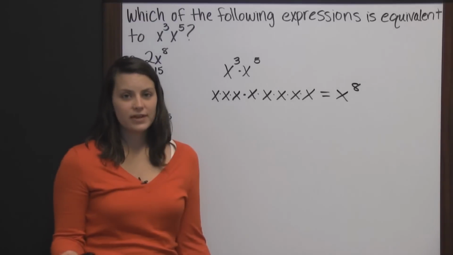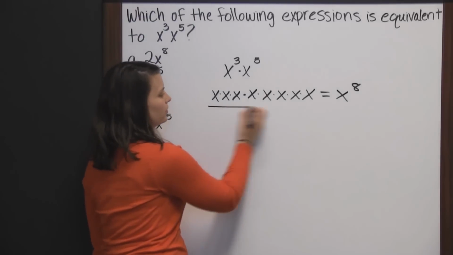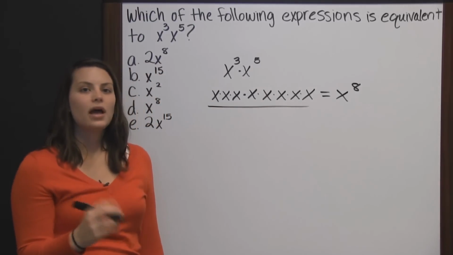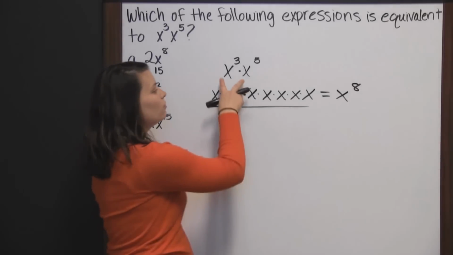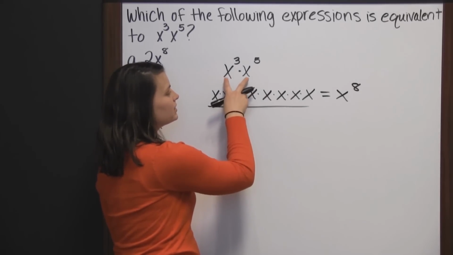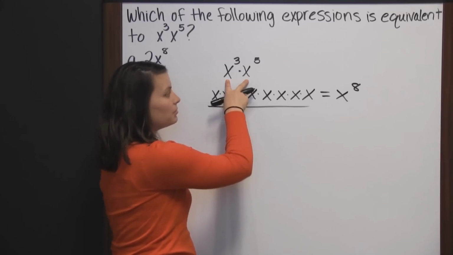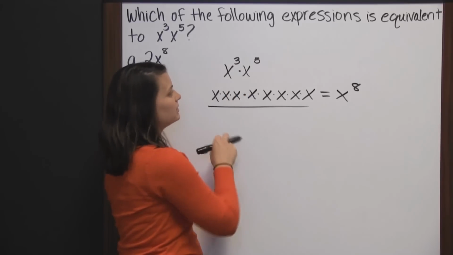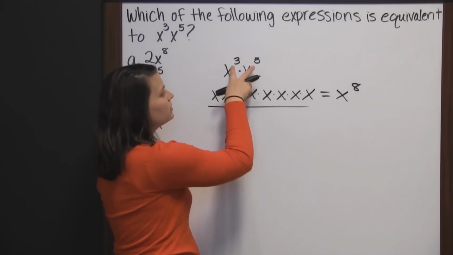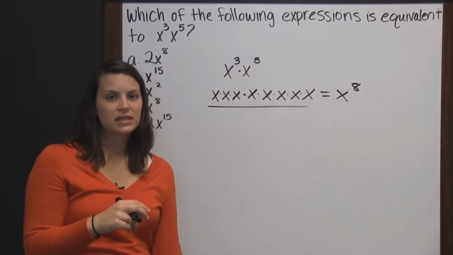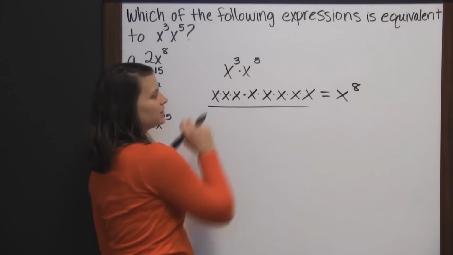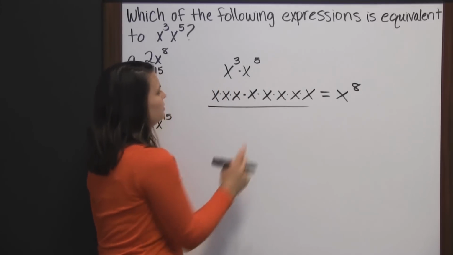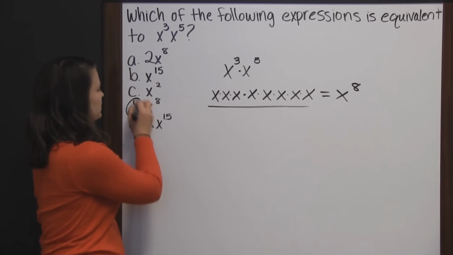Now there is a rule for this so that you don't have to go through this step every time. And the rule is, when you multiply with the same bases, the base being, like in this case, x, then you simply add the exponents together. So 3 plus 5 is 8, so it's x to the eighth, which is answer choice D.